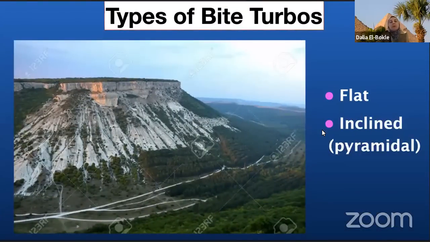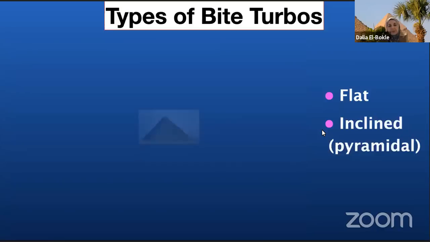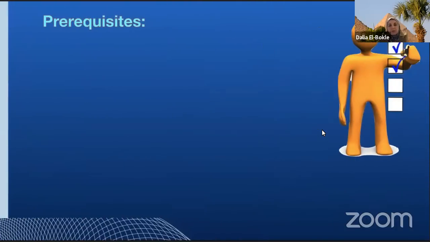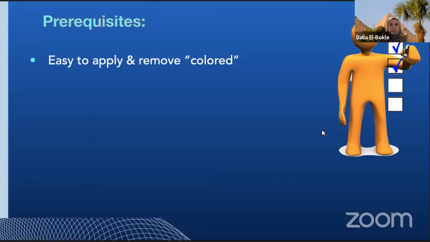So now we come to the different types of bite turbos. I can find maybe only two types: a flat bite turbo that has a flat surface, or an inclined or pyramidal bite turbo. What are the prerequisites of bite turbos? They have to be easy to apply and remove, and that's why we prefer to use a colored one, so no damage to the enamel can occur on removal.